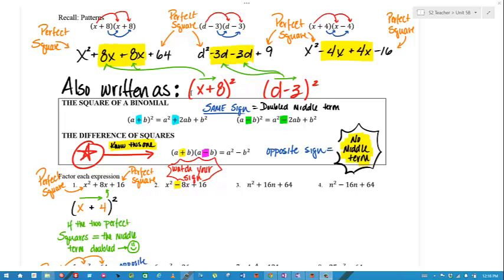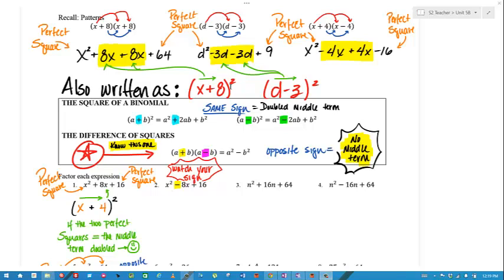So if you look back up at one of our first examples, where it says also written as x plus 8 squared, we would take x times 8, or 8x, and double it, times 2, so 16x. That would be our multiplication. We wouldn't have to do any arrows. We would just know, hey, it's x squared plus 16x, doubled, right, plus 64. And we wouldn't have to multiply it out. We would just see it and know it.